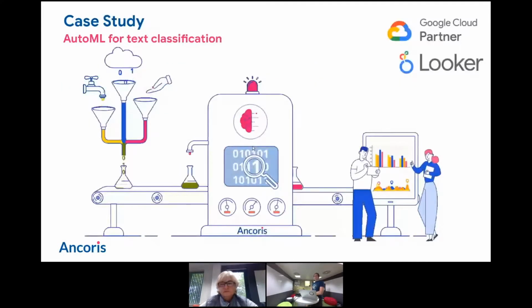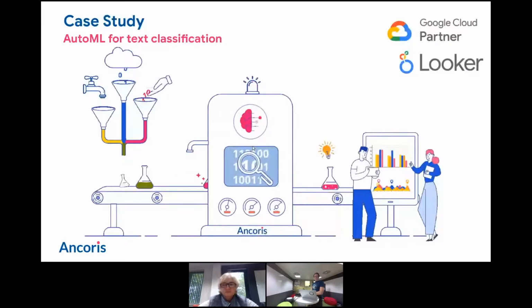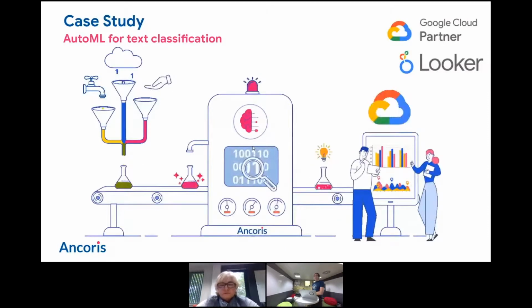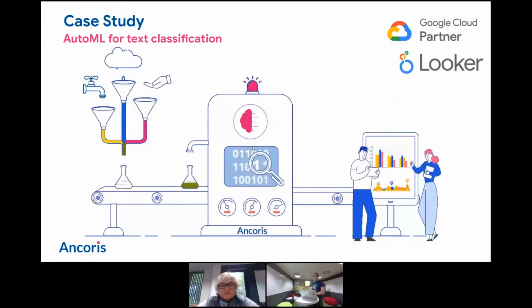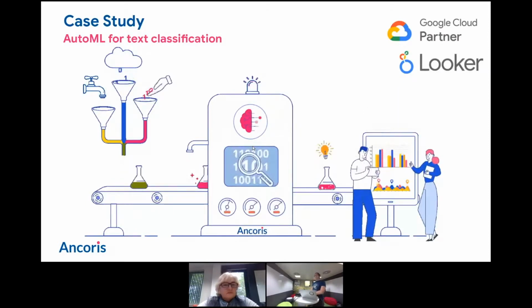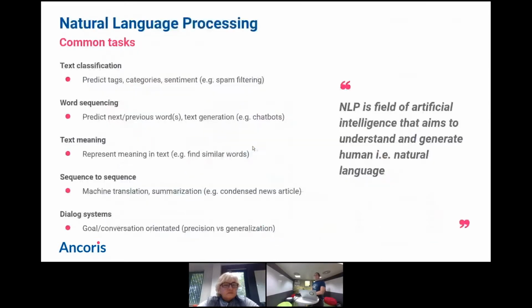Okay, so we're going to spend the next 10 minutes or so looking at a case study that we did for using AutoML for a text classification problem. So a slightly different part of machine learning called natural language processing. I think it sums it up quite well. NLP is a field of artificial intelligence that aims at understanding and generating human, i.e. natural, language.